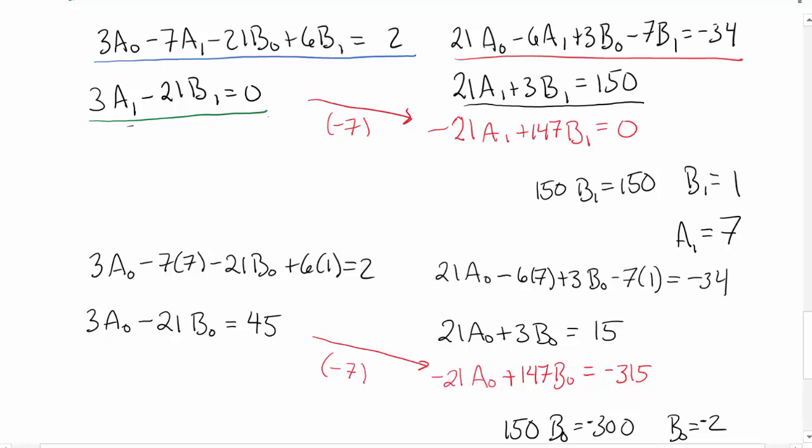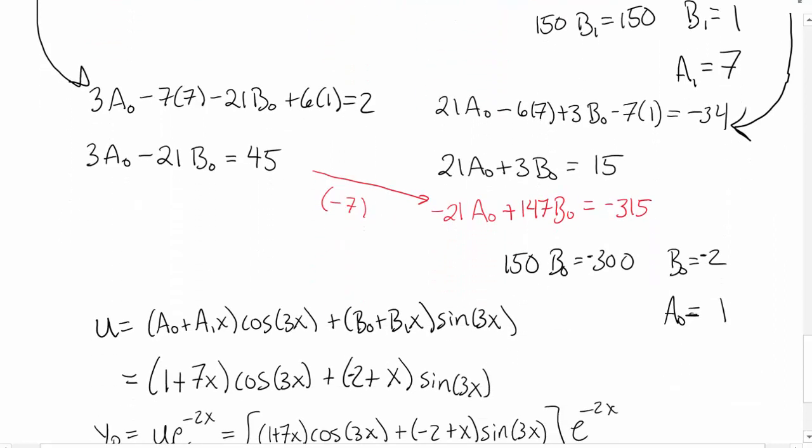So this one gives me 3a₀ minus 7 times 7 minus 21b₀ plus 6 times 1 is equal to 2. And this one over here gives me 21a₀ minus 6 times 7 plus 3b₀ minus 7 times 1 is equal to negative 34. They simplify down to this.